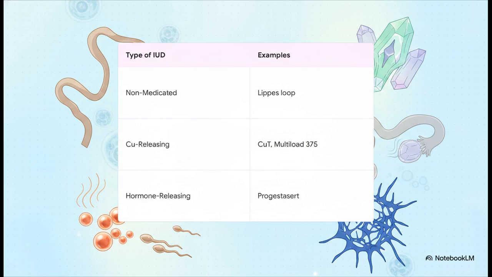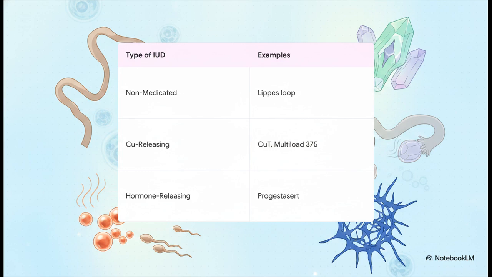Okay, so one of the most widely accepted methods in India is the IUD, or intrauterine device. Let's break down the 3 main categories you really need to know. First up, non-medicated, like the Lippes loop. Second, copper-releasing IUDs, like Copper T and Multiload 375. The copper ions here actively suppress sperm motility. Basically, उन्हें slow कर देते हैं.